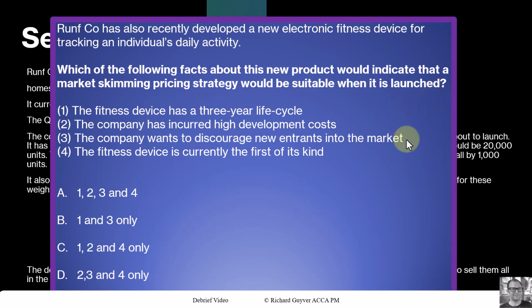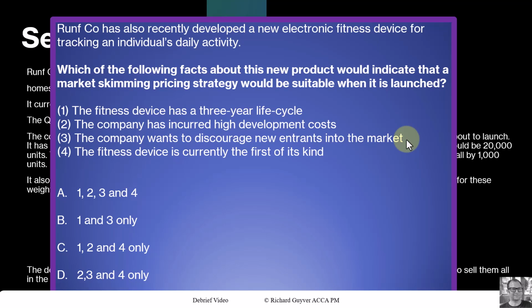Statement 3, the company wants to discourage new entrants into the market. So price skimming is where we start at a higher price to capture all the people that are willing to pay that price, then decrease the price, capture all the people willing to pay that price, and so on. The opposite would be required in order to prevent new entrants, because if we went in at a high price, a new entrant can come in at a low price. So in order to discourage new entrants, we'd use a penetration strategy where we go in at a low price, capture that market share as much as we can, and then that prevents new entrants. So 3 is incorrect, which means we've now narrowed it down to C, but we'll look at part 4.